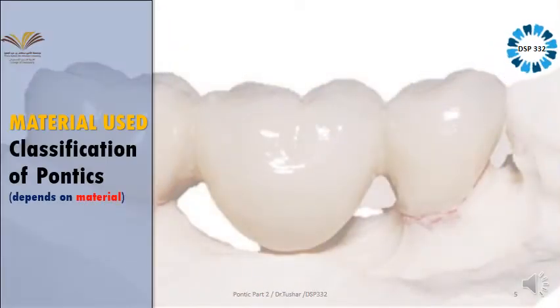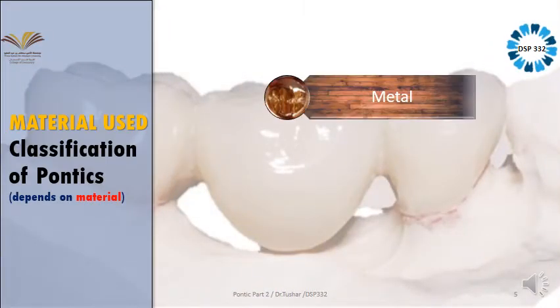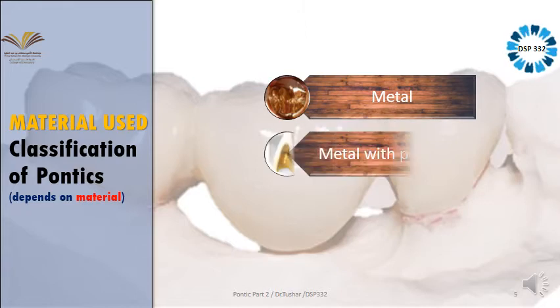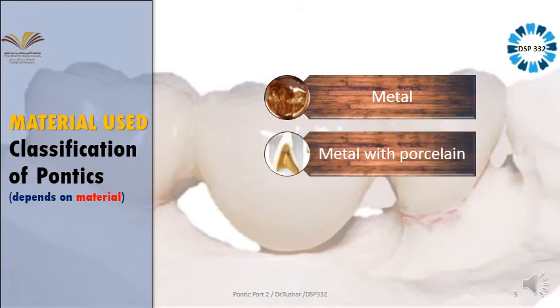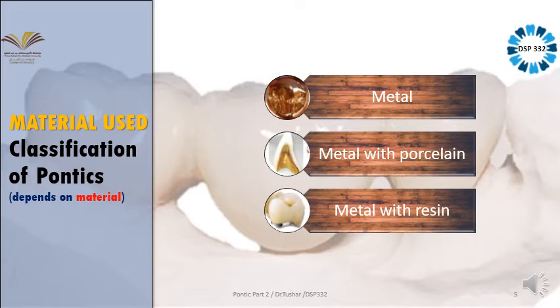Start with the classification given by Tillman, which is according to the material used. This has been classified into three different categories. When the pontic is fabricated completely with the help of metal, that is your metal pontic. Then we have a combination of metal and porcelain, which is called PFM or porcelain fused to metal. So when you fabricate a pontic which is supported by metal, and on the top there is a ceramic, that is your metal ceramic pontic.